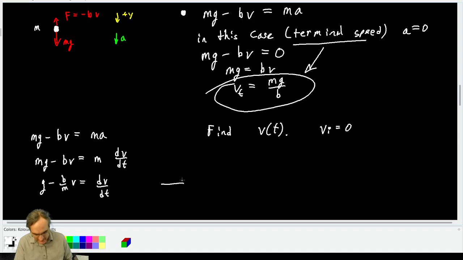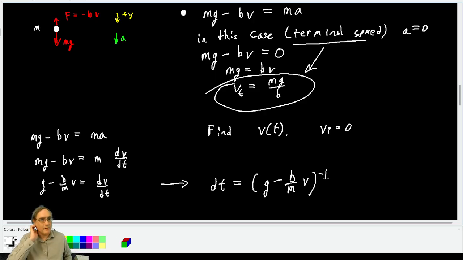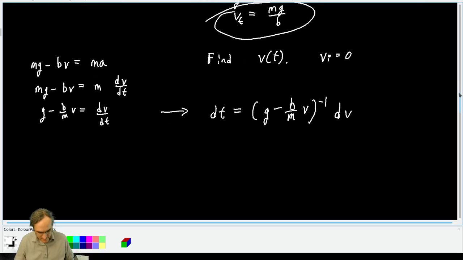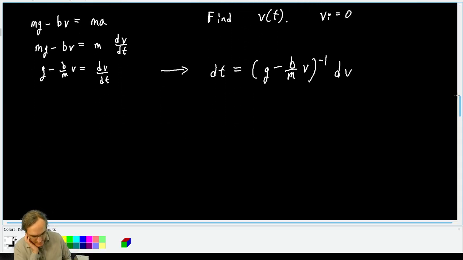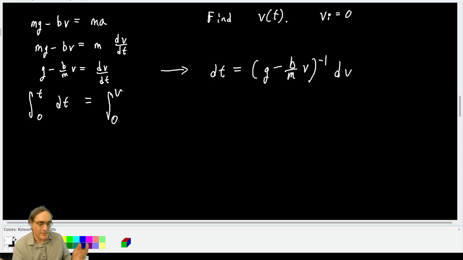And we'll get dt is equal to g minus b over m v to the minus 1, which is the same thing as writing 1 over all of that. Okay. So now we'll integrate both sides. On the first side, we'll integrate from 0 to an arbitrary final time. On the second side with the velocity, we'll integrate from our vi, which is 0, to our final v at arbitrary t, which will find us v as a function of t.